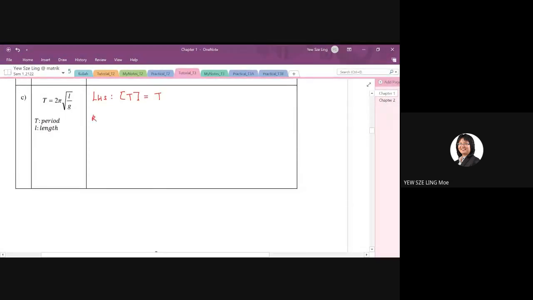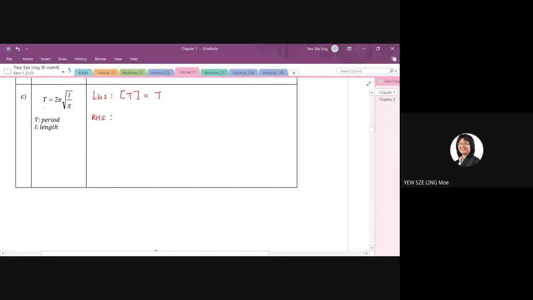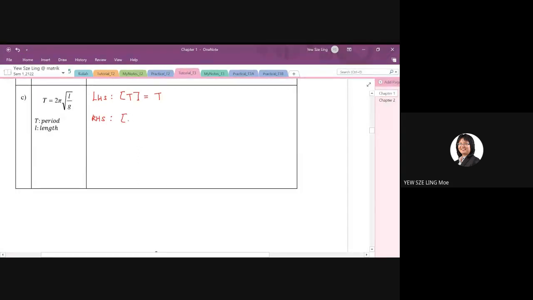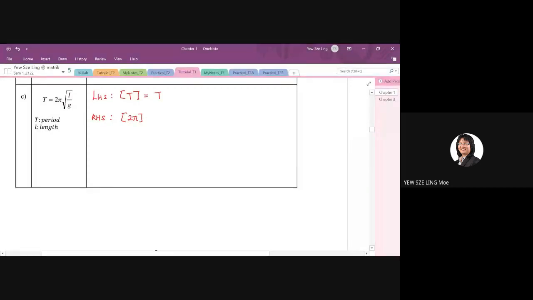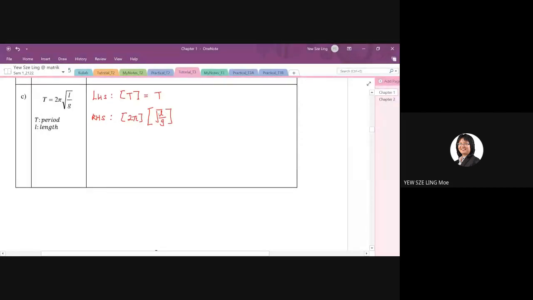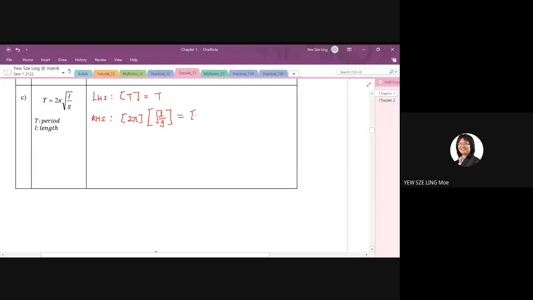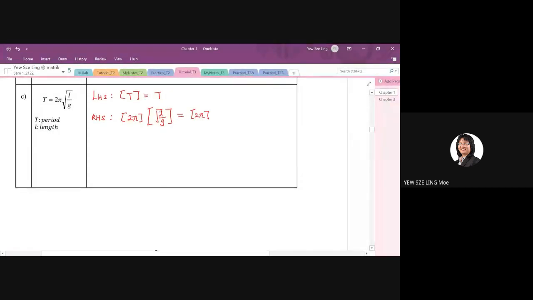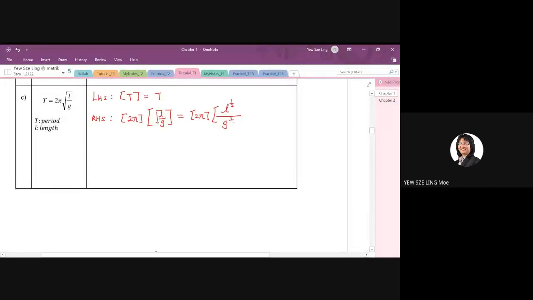So right hand side is a crucial part. So square bracket, you put a 2 pi here. Because 2 pi, both of them, they are dimensionless quantity. So you can put them together. And then square bracket for square root L over G. Now let's think, how are we going to simplify it? So we still have a 2 pi here. Square root, in terms of the law of indices, it is equals to the power of half. So it is equals to L to the 1 over 2 divided by G to the 1 over 2.